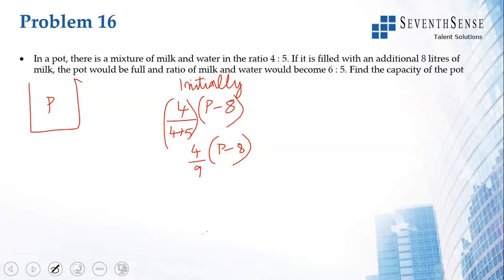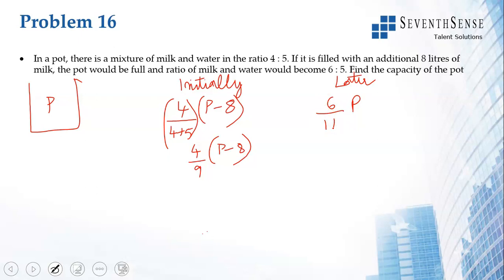Okay. Milk and water are in the ratio 4:5, so quantity of milk is 4 by 9 into total mixture. Total mixture is P minus 8, because if you had added 8, it would have become full and P. Now on the RHS. After adding 8 liters of milk, the ratio of milk and water is 6:5. So this is initially and this is later. Now when you add 8 liters of milk, what happens to the mixture? Initially it was P minus 8. When you add 8 liters of milk, it becomes P. What is the ratio of milk in this? It is 6 by 11.